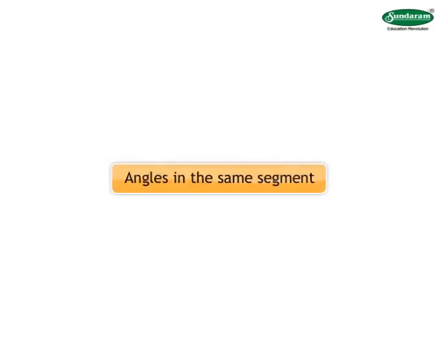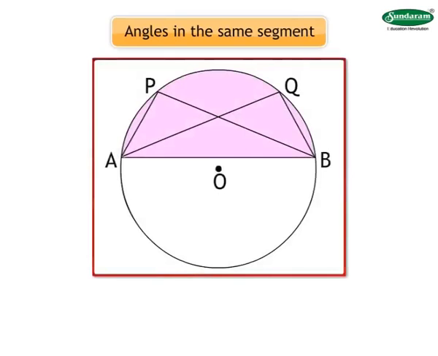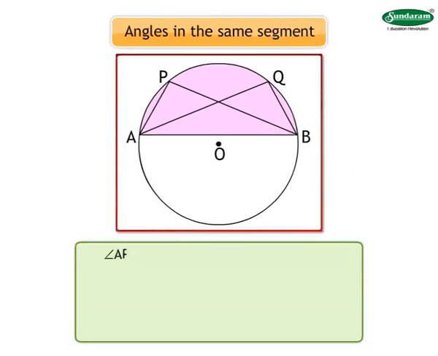Let us now learn about angles in the same segment. See the figure alongside. There are two angles in minor segment. Angle APB and angle AQB are angles in the minor segment. These angles are in same segment.